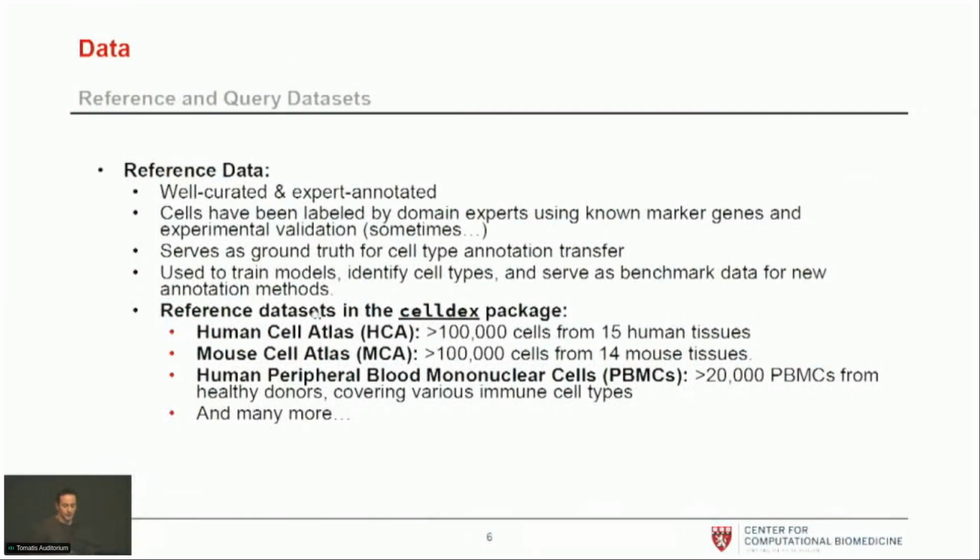When we talk about a reference data set, just for context, we mean a well-curated, expert-annotated data set. I put "sometimes" here because ideally cells have been labeled by domain experts using known marker genes and experimental validation, but obviously this is an ideal scenario. It's not always the case. Just because we say a data set is a reference data set doesn't mean that it's perfect either. But it should serve as a ground truth for cell type annotation transfer, and it can be used to train models, identify cell types, and serve as benchmark data for new annotation methods.